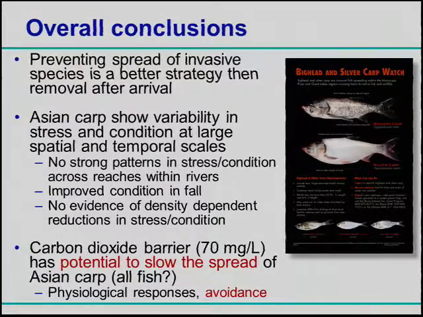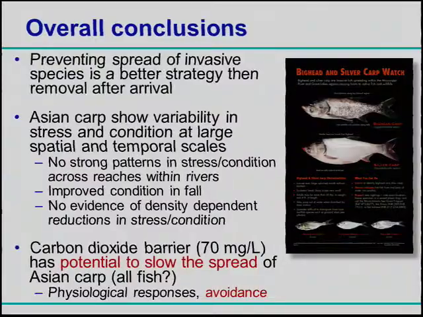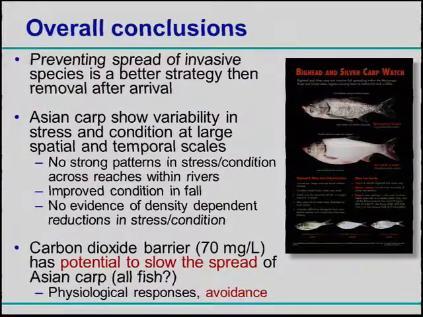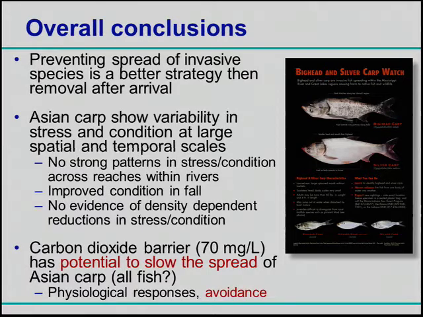When we talk about some of the work that Stephanie's done, Asian carp show variability in stress and condition at those large spatial and temporal scales. The rivers are very different, the time periods are very different. The invading fronts don't seem to be negatively impacted. The Illinois River with the high densities of fish, there's really little indication of the animals being any kind of density dependent. We do see an improved condition in the fall of the animals, but there's no strong patterns at the reaches within the individual rivers, so there's some river level variation going on.